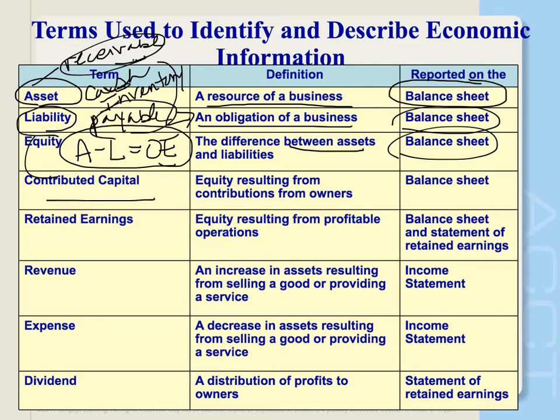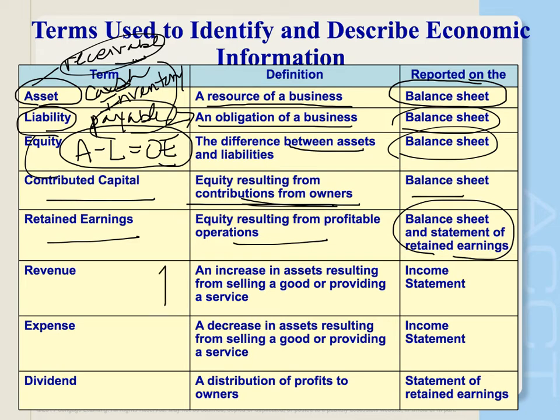Contributed capital is equity resulting from contributions from an owner. And again, we'll get more familiar with that. Retained earnings is the result of profitable operations. Again, it's on the balance sheet and statement of retained earnings.